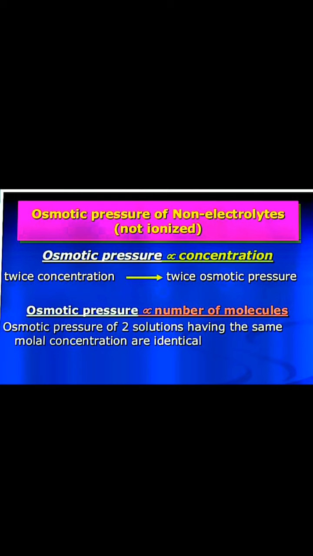Now we come to osmotic pressure of non-electrolytes. Non-ionized. Non-electrolytes are those which cannot be divided and dissociated into ions. Osmotic pressure is directly proportional to concentration. If we double the concentration, osmotic pressure will be doubled. Twice concentration, twice osmotic pressure. Why? Because osmotic pressure is directly proportional to the number of molecules.